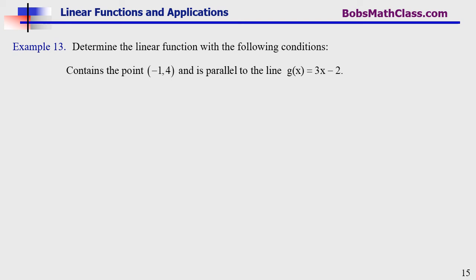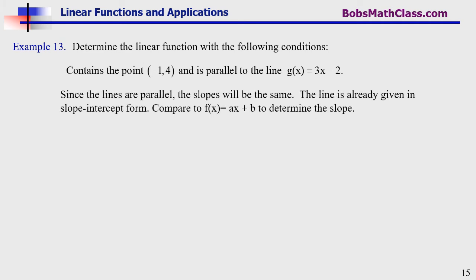What is the slope of g of x? Well, the slope is the number that's in front of x. So therefore, the slope is 3. So I just wrote that in words. Since the lines are parallel, the slopes will be the same. The line is already given in slope-intercept form. It will always be given in slope-intercept form because it's in function form. So we just need to know the number in front of x to determine the slope. That means it's 3. All right, so we know that m is 3 and the point is -1, 4.